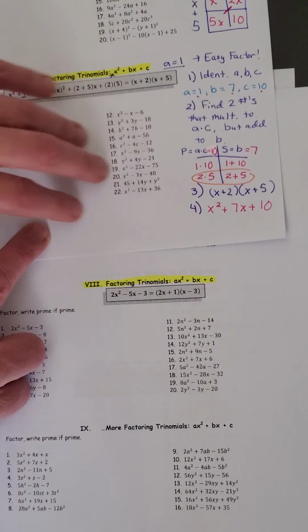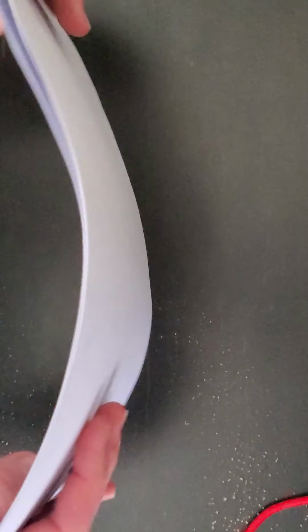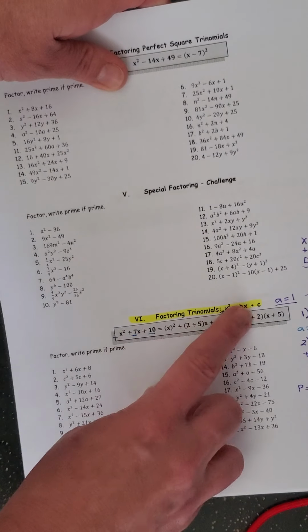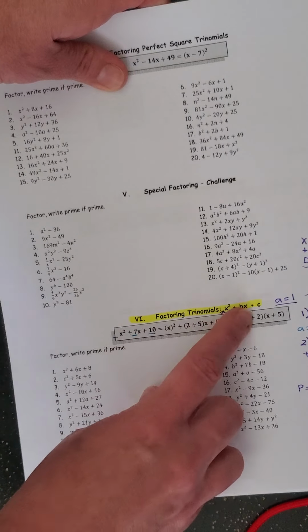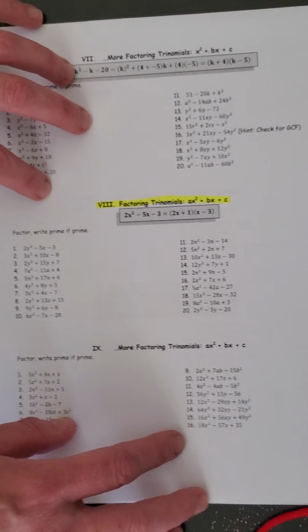And by the way, something that you should always do: if a is 1, there's not going to be a common factor between them all. But if a is not 1, there may be a common factor. So always check for that common factor first.